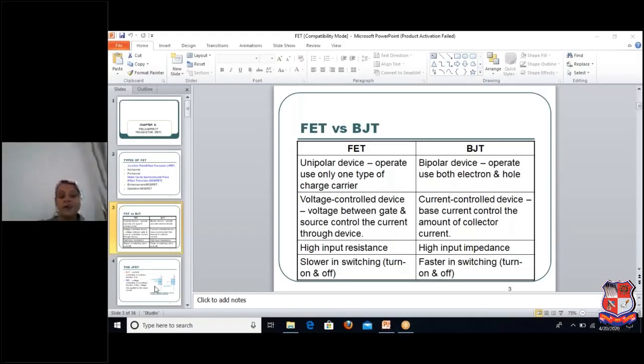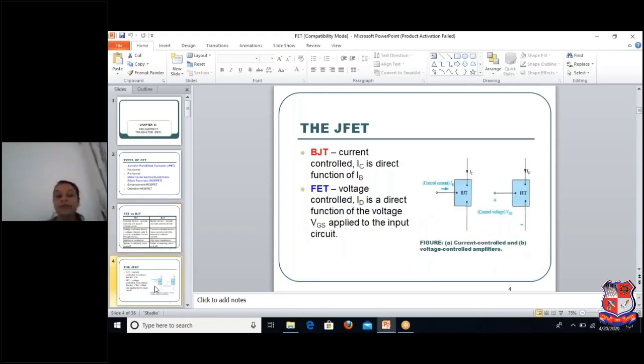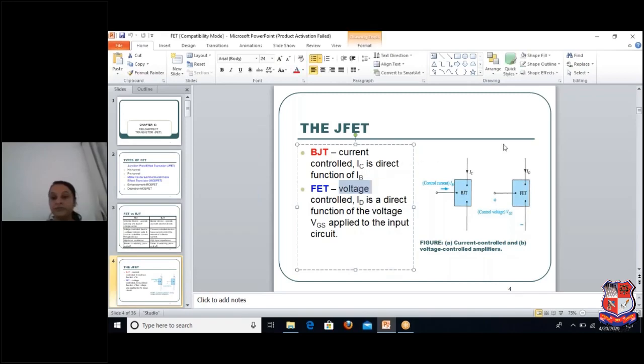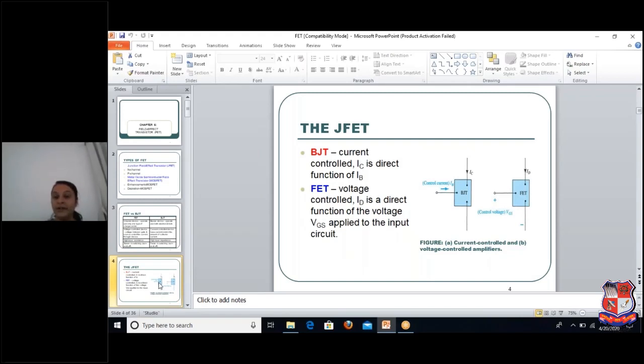Comparison of FET and the BJT, right? So later on, we will go through the symbols of these two. Here you can see that... can you see the symbols of JFET and BJT? Just a minute.